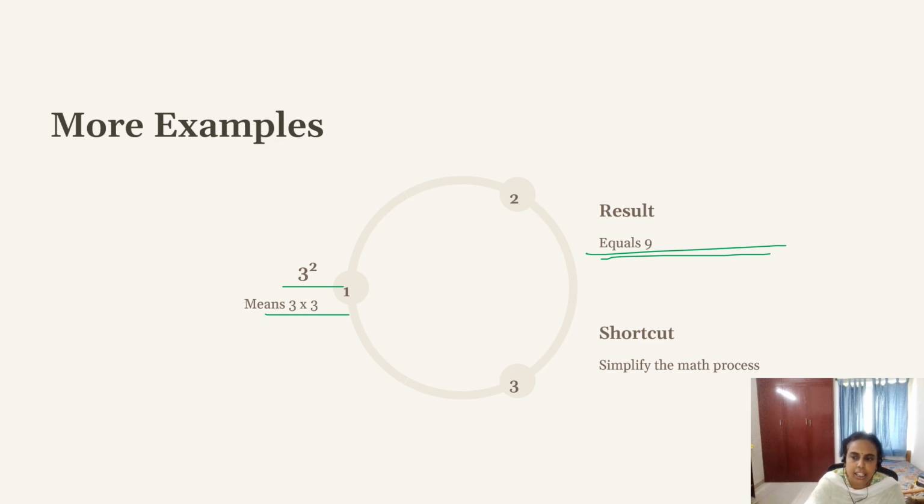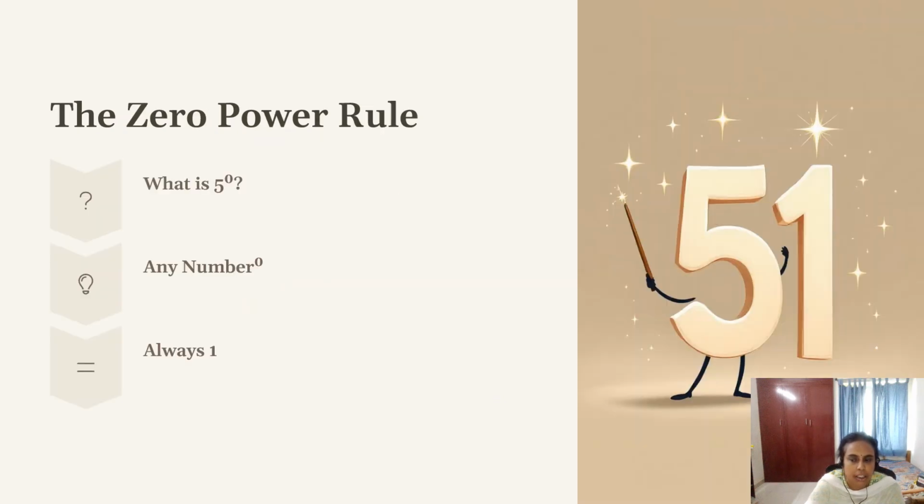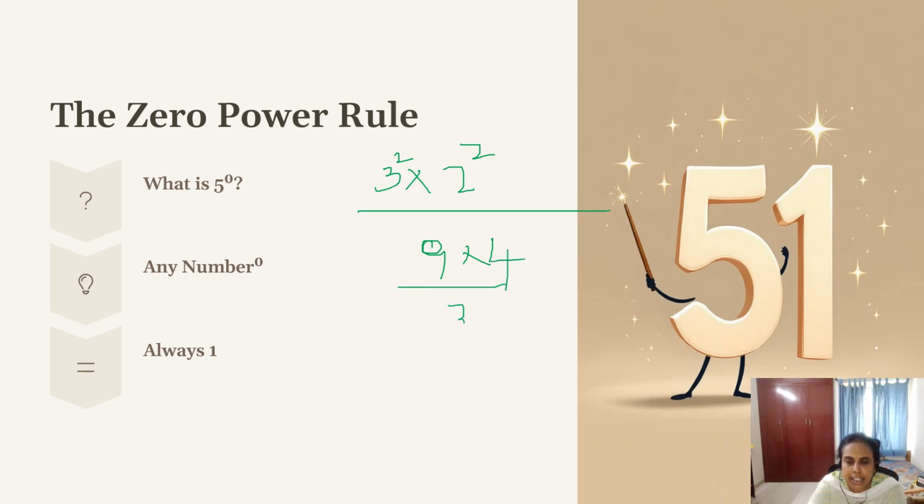Now we will see one more example. For example, 3 square into 2 square. What is the answer of this? I can say that 3 square means 9, into 2 square, which is 4. So now it becomes 9 fours, which is 36.